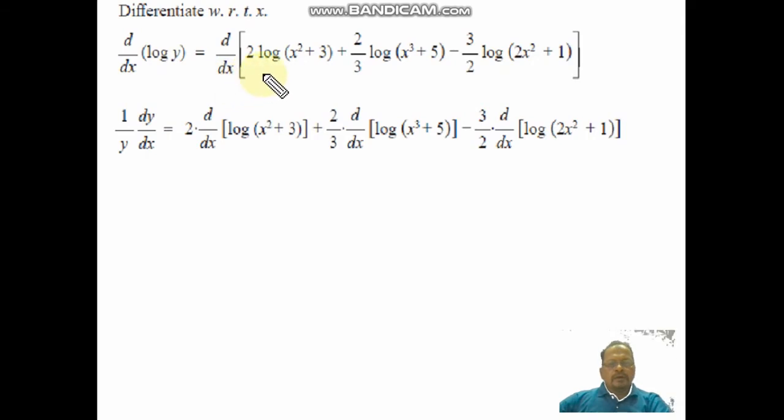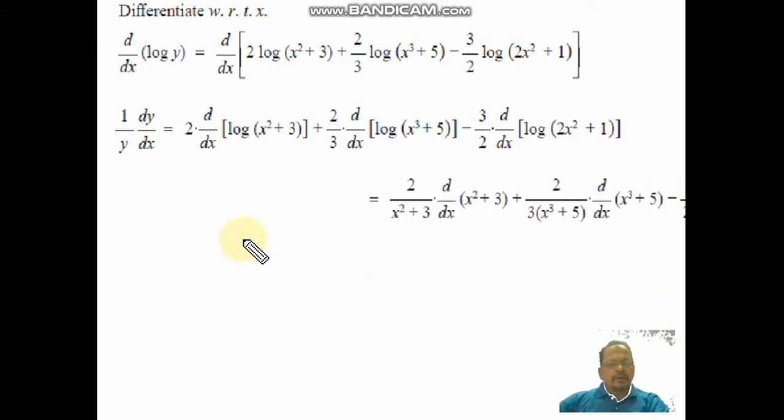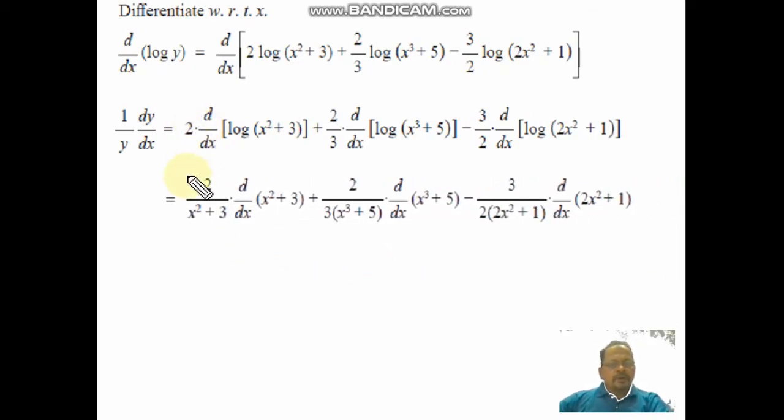Here derivative of addition or subtraction is addition or subtraction of derivatives. This rule is applied here. Next step, 2 as it is, derivative of log bracket is 1 upon bracket, so it is 1 upon x square plus 3 into derivative of x square plus 3. Chain rule is applied. Again chain rule is applied here also.